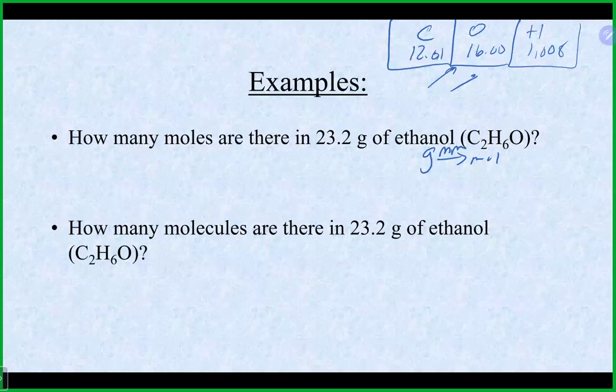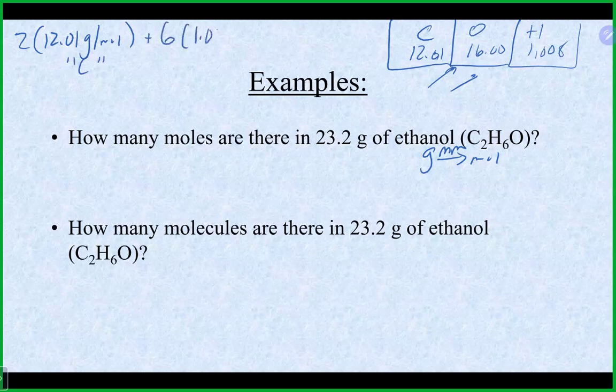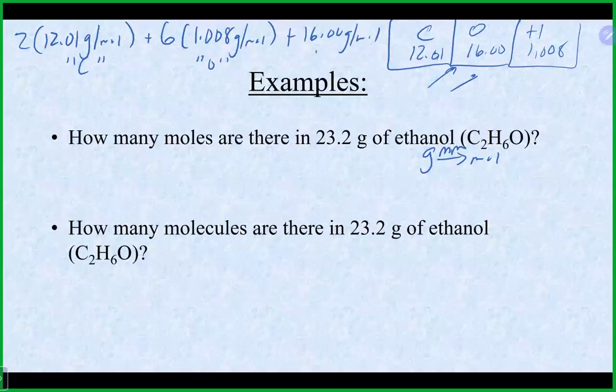So there are 2 carbons, and if we go to the periodic table there, each carbon is 12.01 grams per mole. And that's for our carbons. We will add it to our 6 hydrogens, each at 1.008 grams per mole. And lastly, we have one oxygen at 16 grams per mole. And that takes care of our oxygen. And if we do that, we will end up with, looks like 46.07.